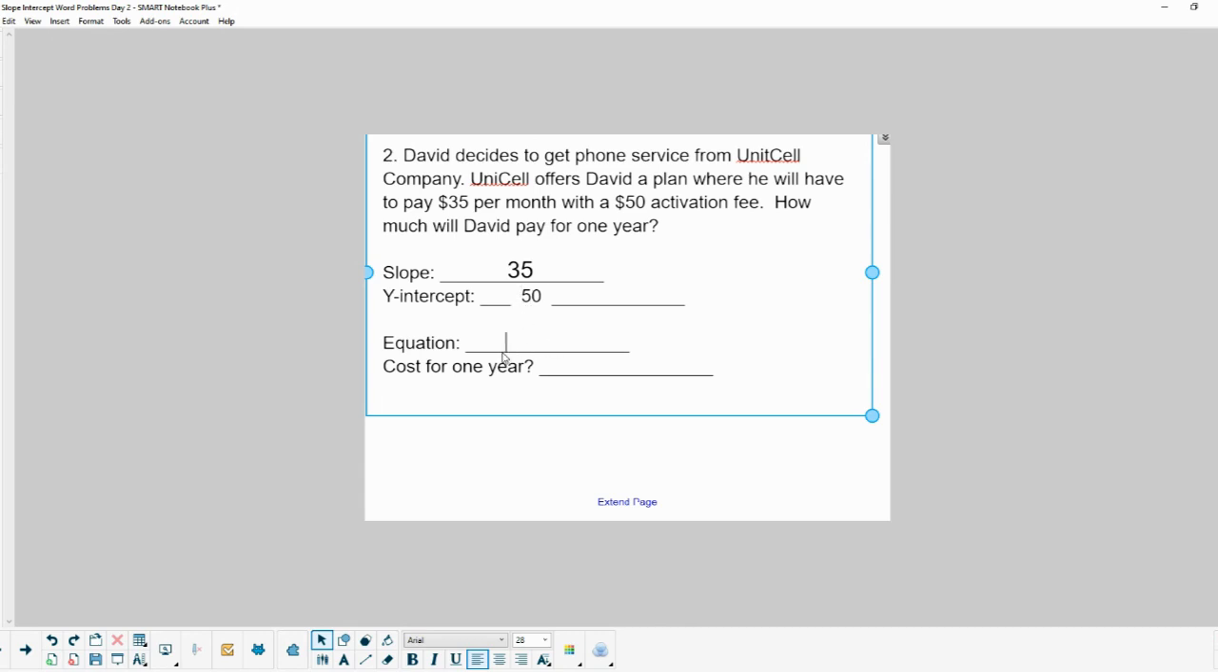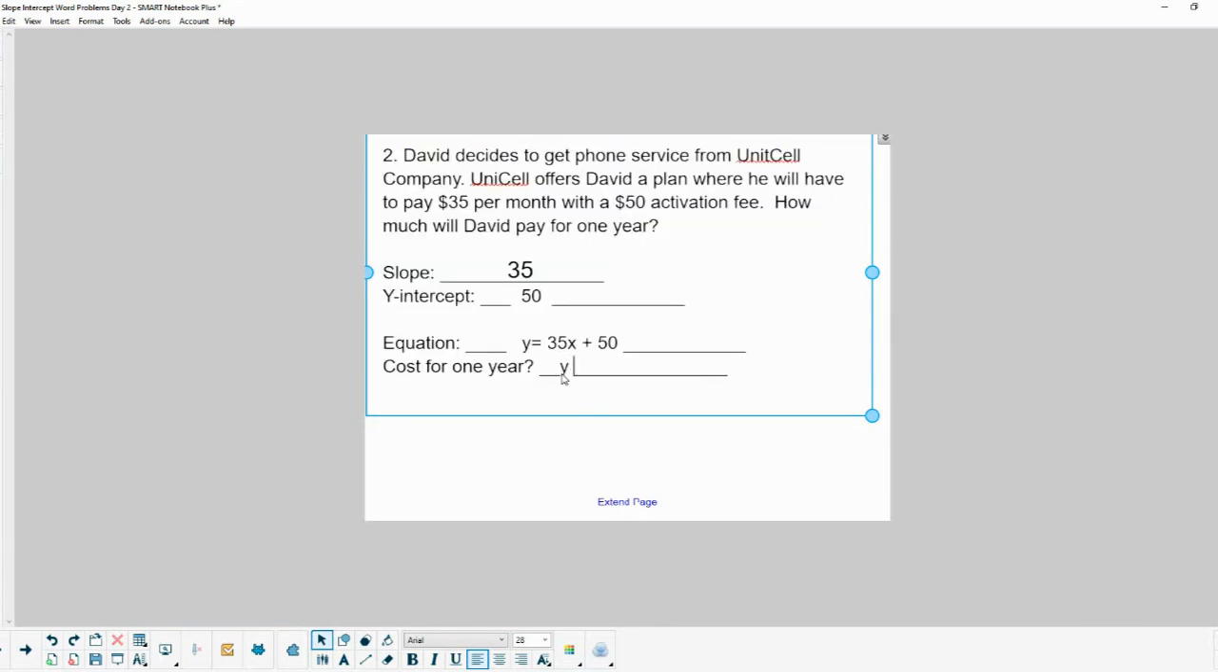And then to write our equation, we're just going to write down y equals 35x plus the $50, right? So how much will it cost for 1 year? Well, that means we're going to have this service for 12 months, or 1 year. So when we go to find that out, we have to put that in there.